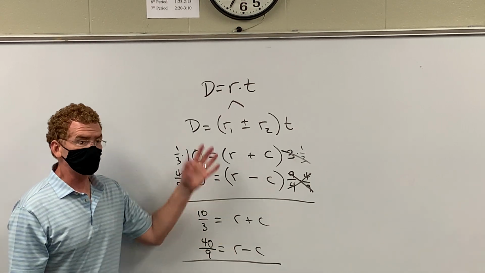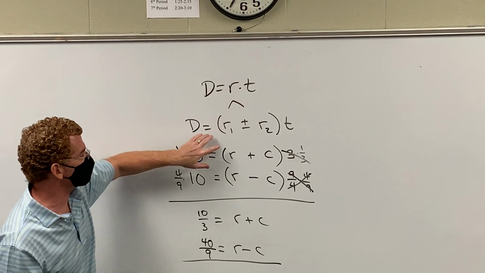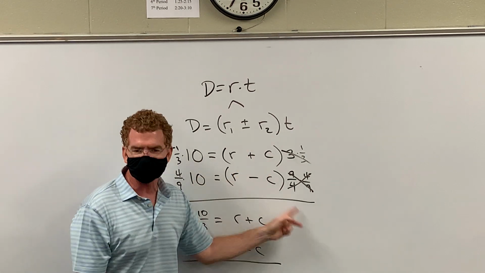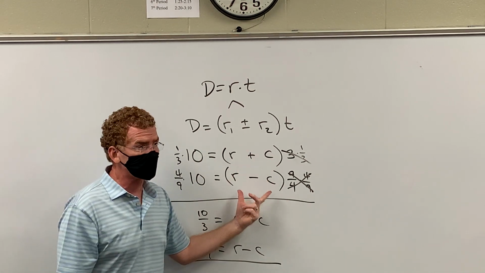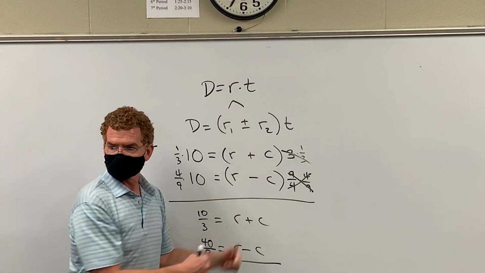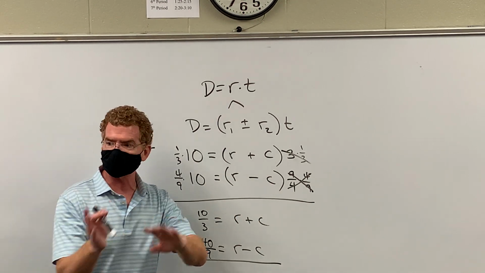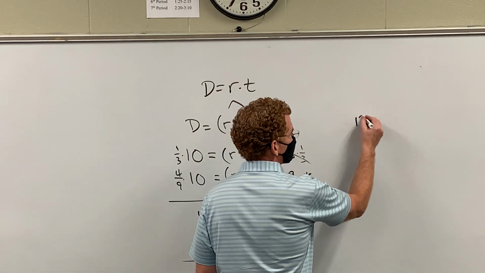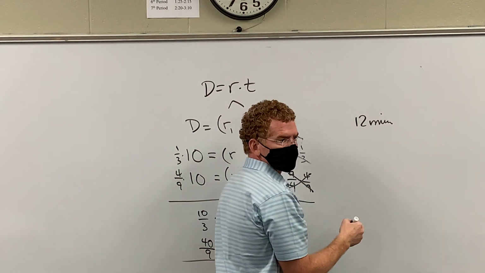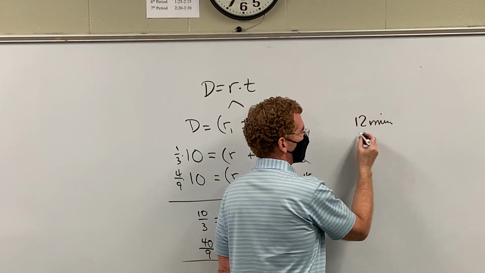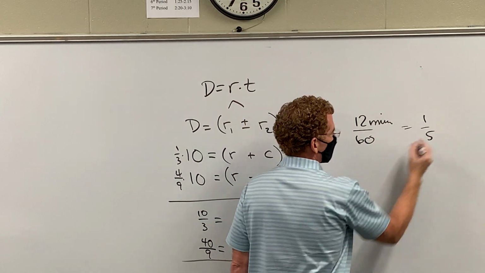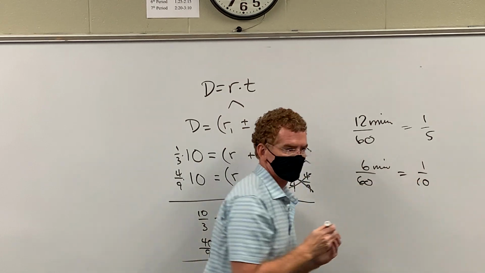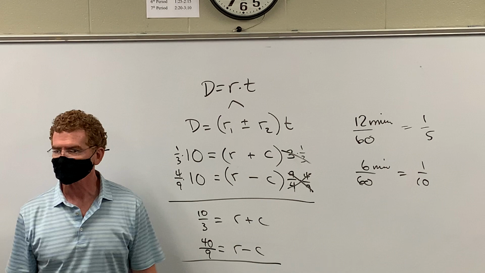Yeah. I'm telling you, if you see these, set it up as D equals R plus C, R minus C, or if it's wind, R plus W, R minus W, or R1 plus R2, R1 minus R2. Plug in what you know. Make sure if you do time, you don't change it to minutes. Leave it as an hour. And y'all know how to do something like 12 minutes? 12 minutes is what part of an hour? 12/60ths or 1/5. What about 6 minutes? 6/60ths or 1/10. You can always put it over 60 to find the hour fraction.